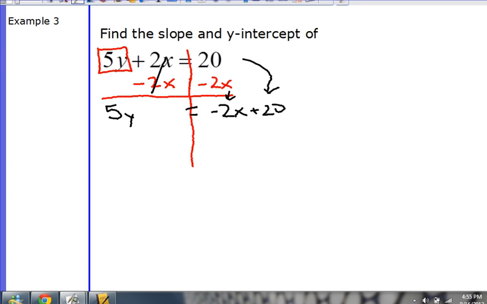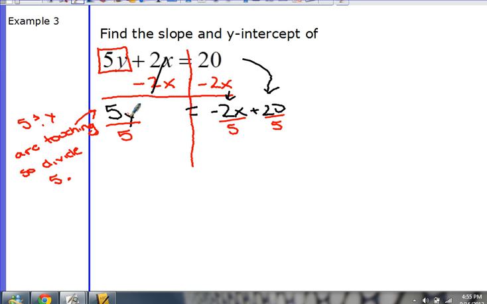The next step, now we need to get y by itself. These are touching, so because they're touching, we divide, right? When things are touching like this, so the 5 and the y are touching, so to get rid of the 5, we divide. Why? Because when things are touching, that means multiplication. To get rid of multiplication, we divide.